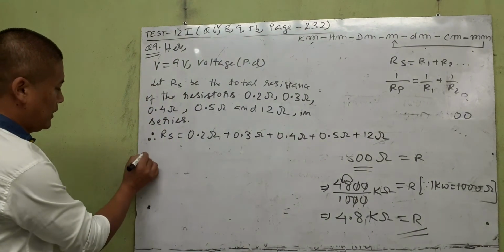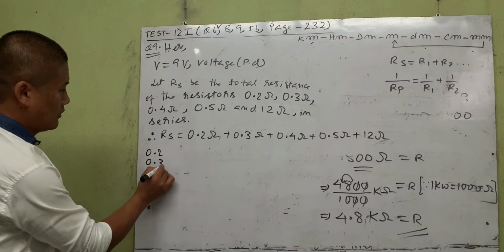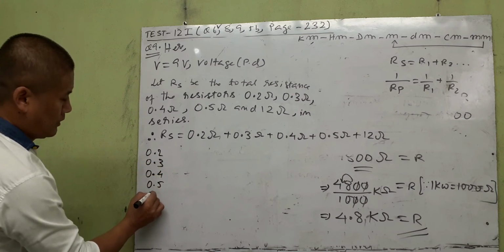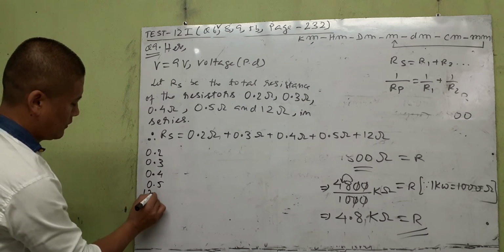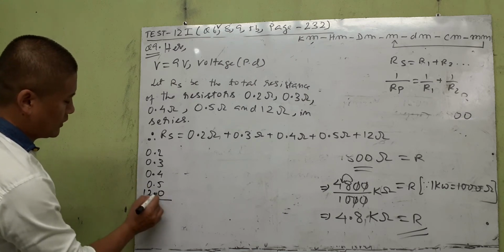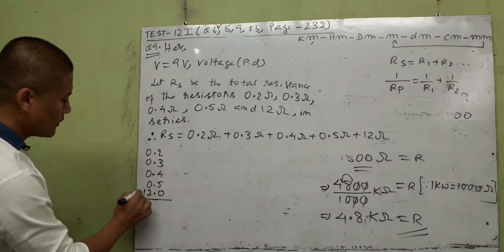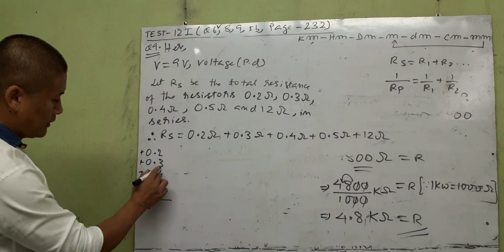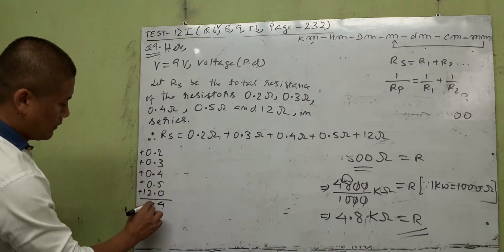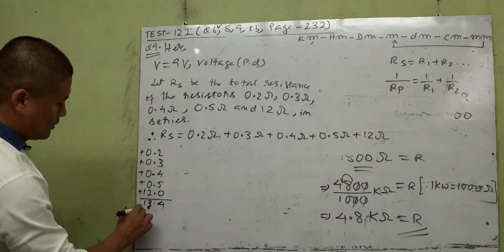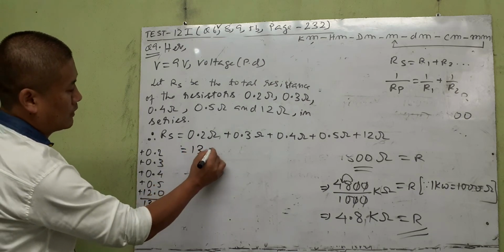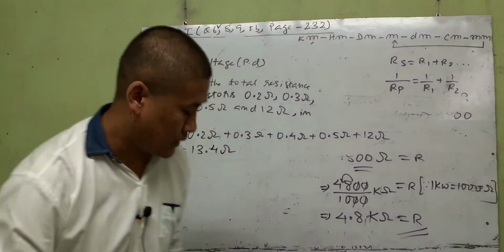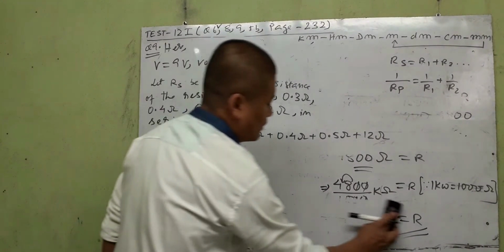So let us add the above: 0.2, 0.3, 0.4, 0.5, and 12. So 12 means 12.0. We need to know that the decimal should be on the same line. So all plus, that means we have to add 5, 9, 10, 11, 12, 13, 14. 1 in hand plus 1, 3. So this is going to be 13.4 ohms, the total of all these 5 resistors put together. I'll go back to the question.